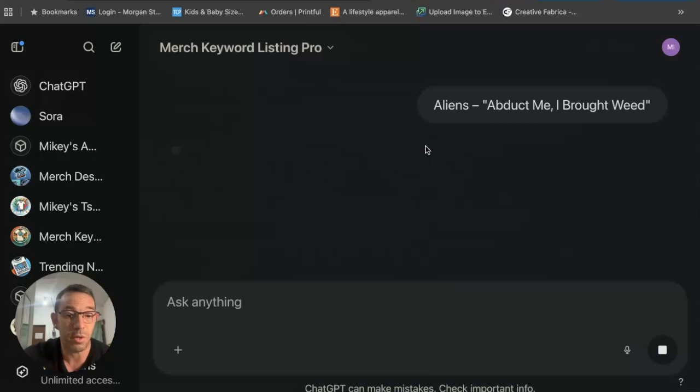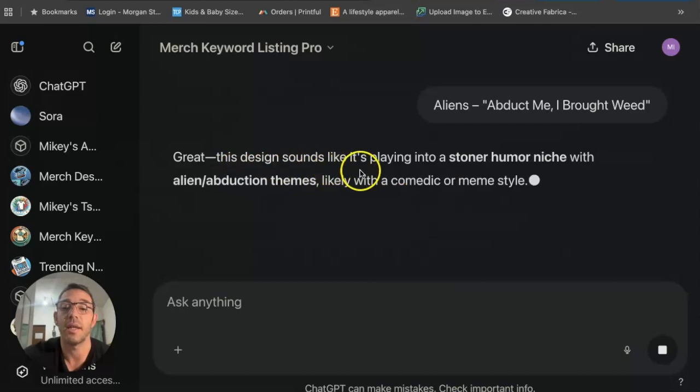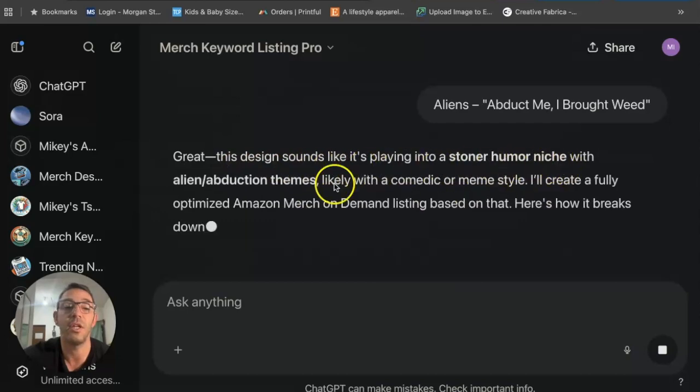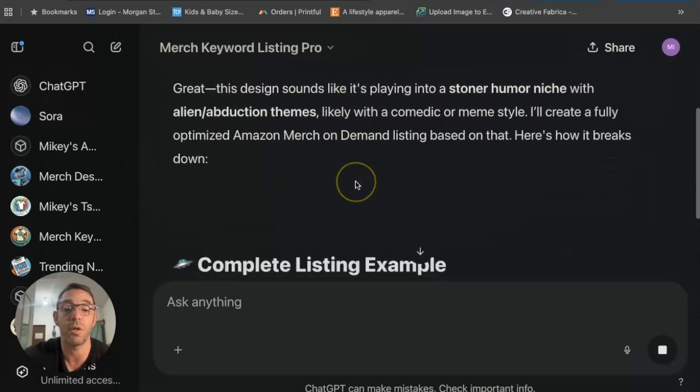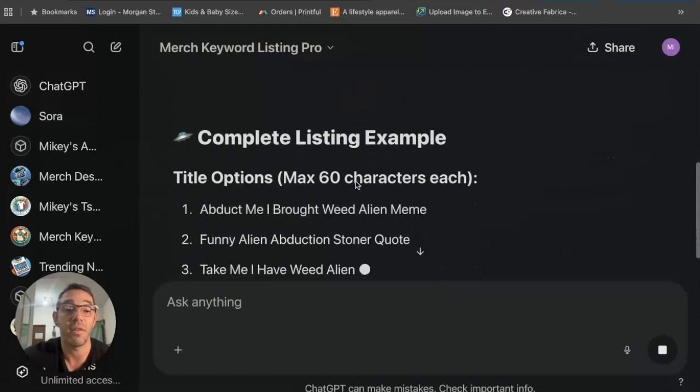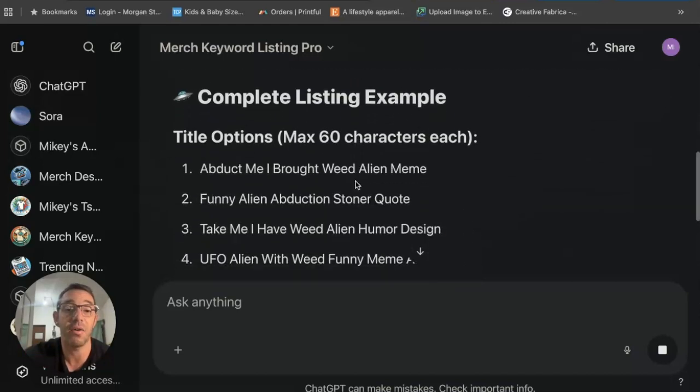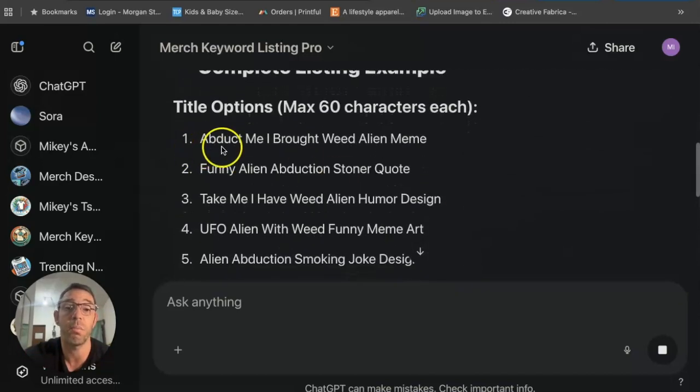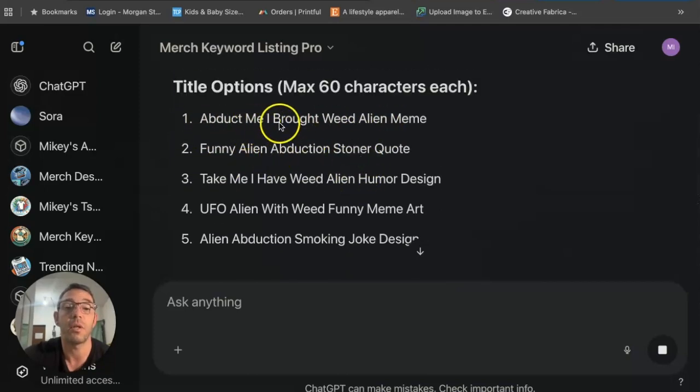It also knows what the terms of service are for Merch on Demand. It also is told not to use anything that is trademarked. So great, this design sounds like it's playing into a stoner humor niche with alien abduction themes. You can see how smart it is. And so right here, it's going to give us 5 title suggestions. So we can pick any one from these. Usually I just use the first one. All right, so: abduct me, I brought weed, alien meme.